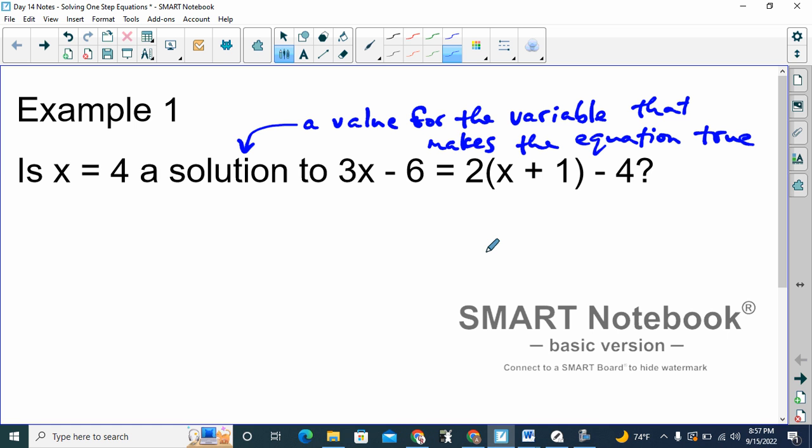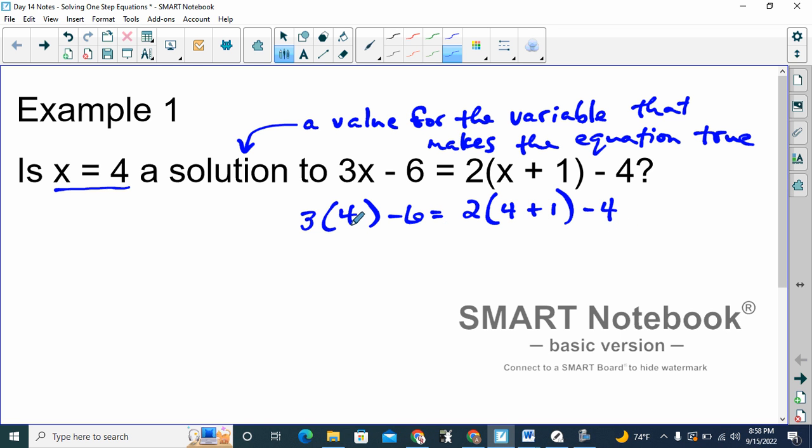So is x equals 4 a solution to 3x minus 6 equals 2 times the quantity x plus 1 minus 4? And again, a solution is a value for the variable that makes the equation true. Basically, it wants to know, if I plug in 4 for x, is this a true equation? So we're going to plug in 4 for x and see if it's a true equation or not. So I would have 3 times 4 minus 6 equals 2 times the quantity 4 plus 1 minus 4.